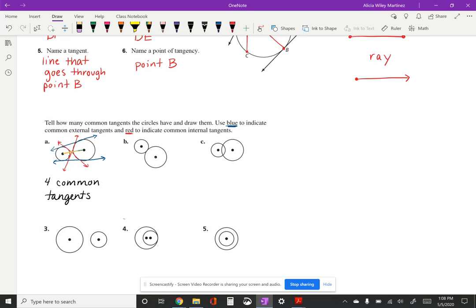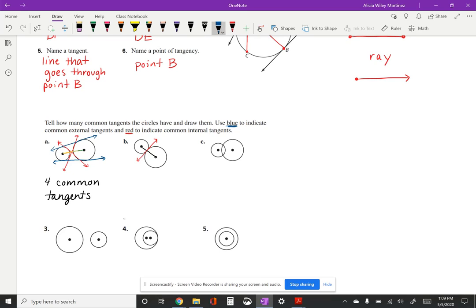Okay, so let's look at this here. So here is part B. There's the line that intersects the two centers. That'll help me determine whether it's an external or internal tangent. Okay, so we can see that these two circles are connected. So I can actually draw a tangent right through the center like that. That would be an internal tangent.